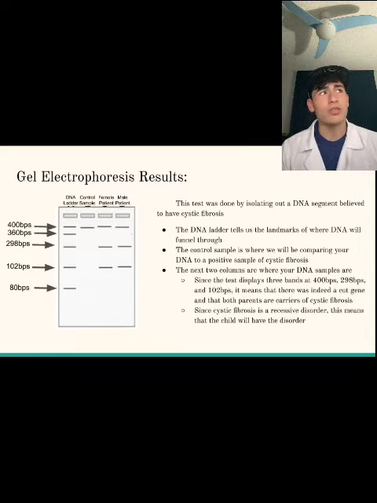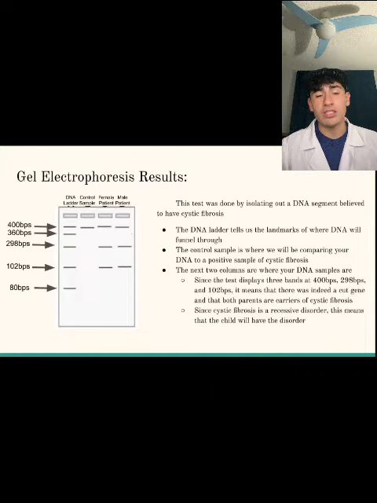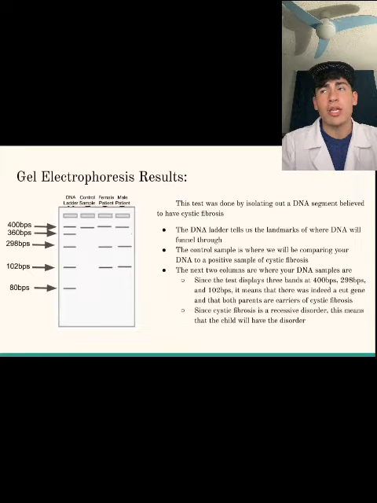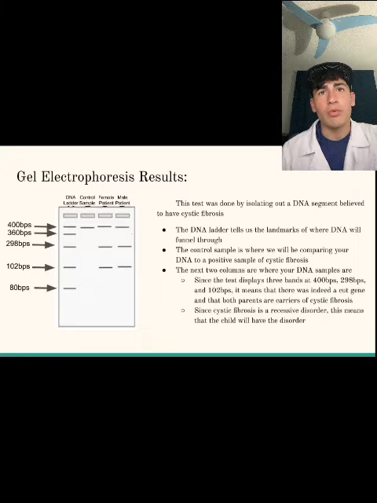If you take a look on the left, you'll be able to see these huge numbers like 400 BPS. All that means is the base pairs that were in the DNA and in the gene. In this case, it had 400 base pairs because cystic fibrosis has that gene and that amount of base pairs within it. The DNA ladder will tell us the landmarks of where our DNA is. The control sample will tell us what our DNA is and what we're looking at and basing it off of. And then to the right of those, we have the test samples from you and your wife.